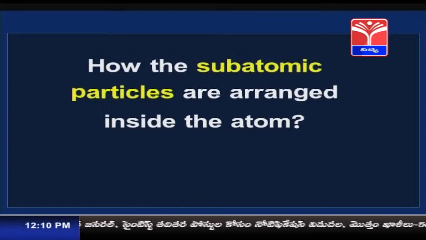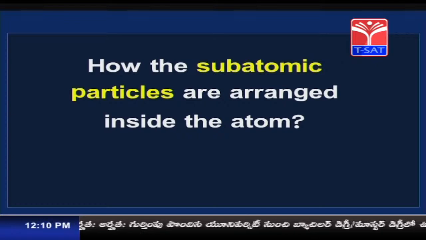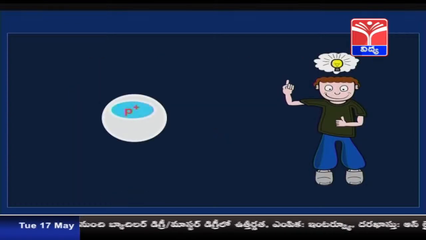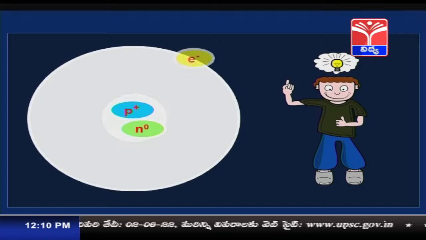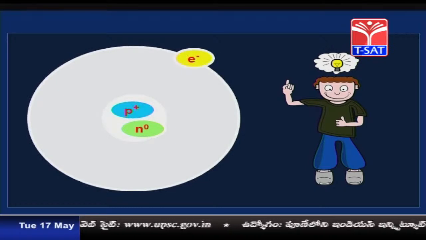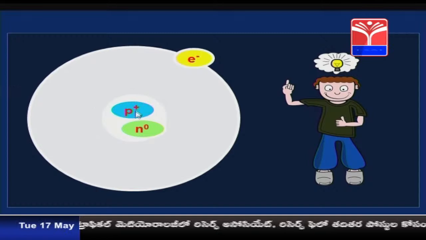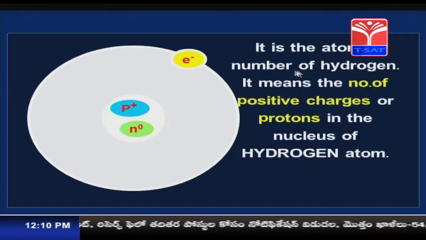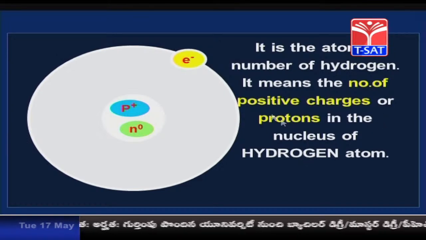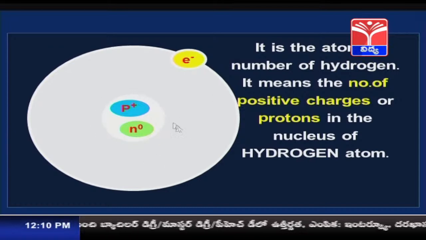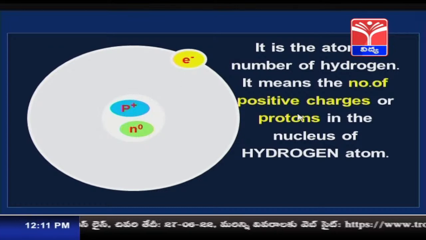How are the subatomic particles arranged inside the atom? Now, we will take the example of hydrogen and discuss this one. Now, it is the nucleus of hydrogen atom, one proton, one neutron, and one electron is revolving around the hydrogen atom. Now, what is the atomic number of hydrogen? 1. Why? Because we are having only one proton. The atomic number of hydrogen means the number of positive charges or protons in the nucleus of the hydrogen atom. You see the nucleus, how many protons are there inside the nucleus? Only one proton. Therefore, atomic number of hydrogen is 1.